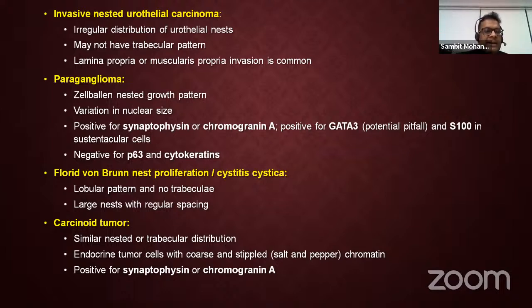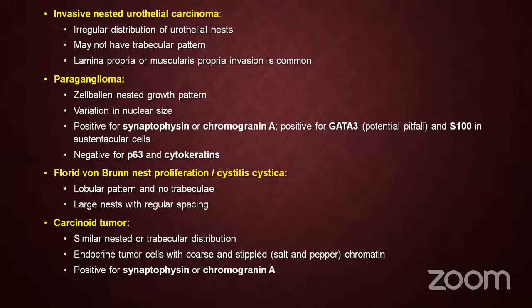But if you have a question between a high grade urothelial lesion and a paraganglioma, basically go for stain. GATA3 is positive in both urothelial cancers and in paraganglioma, so it doesn't really help. Your neuroendocrine markers and S100 staining the periphery of the nest in a sustentacular pattern help to differentiate these lesions. Why would you do that?